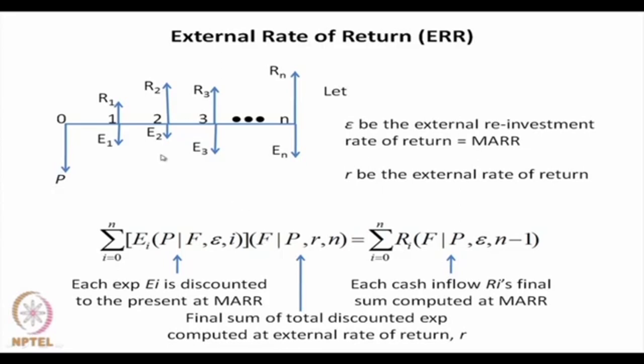That is what we have written, discounted to the present. So, first of all, they are all discounted to the end and then discounted to the present. That is what is done here. Each Ei is discounted to the present, so each is considered as an F. So, E1 is multiplied by the single payment present worth factor, P given F, plus E2 multiplied by the single payment present worth factor with i equal to 2, like that. Then this whole amount, which is considered the present, is taken to find out the compound amount here: F given P, comma R, comma N.